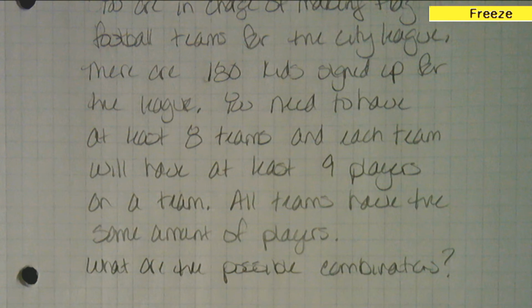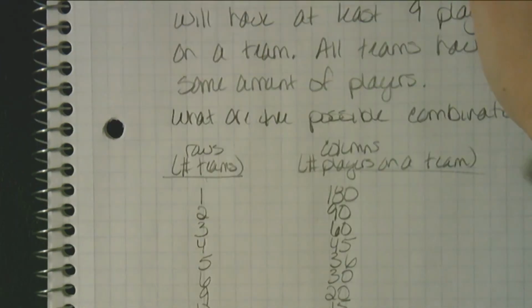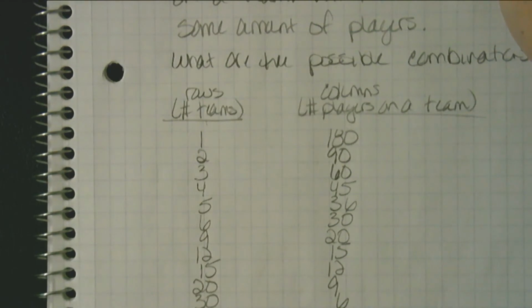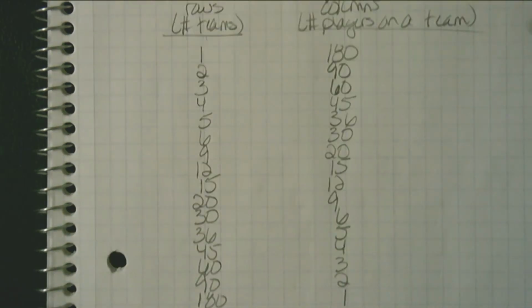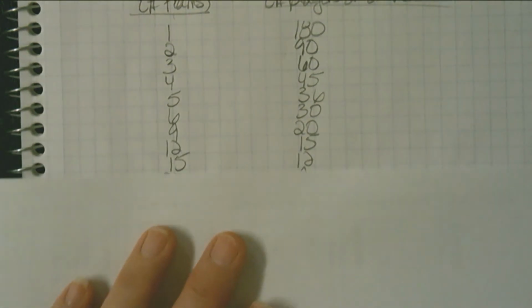Make sure your rows, what do your rows mean? What information here is your rows? Alex, number of teams. What information here is your columns? Number of players on the team, right? So these are your possible combinations. So these are all the possible combinations. So I'm going to cover this up just so you can see when it stops.